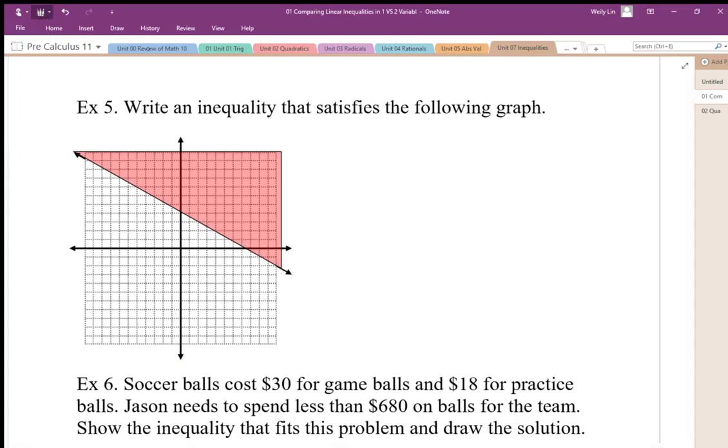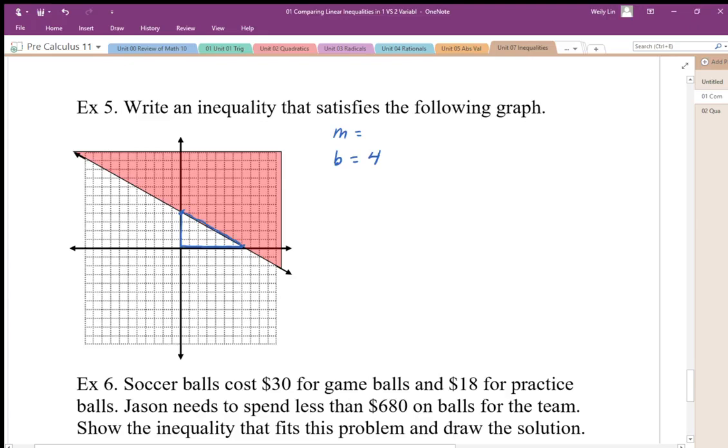Okay, so I need to establish the equation of that line, and so I need to know the slope and the y-intercept. That would be the easiest way to do it. I think this y-intercept we can just visually determine as 4. And then I can use my slope triangle to determine my slope.